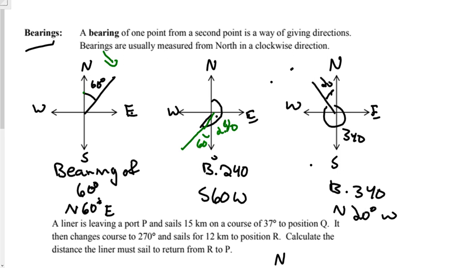And then here's a big one, a bearing of 340. So I go clockwise from north all the way around to 340, and that leaves me 20 degrees short of going completely around. So I can measure off of north, and that would be north 20 degrees west, sorry. And there's how you would do bearings. Okay, so let's move on to the last example now.